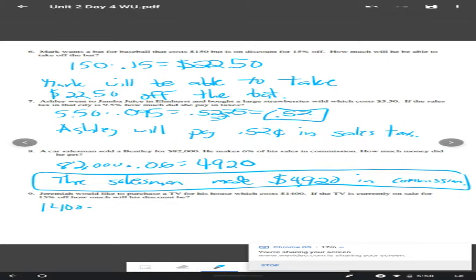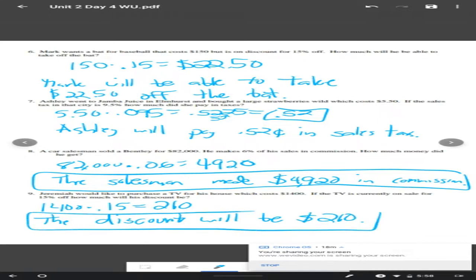15% divided by 100 is 0.15, or if you move the decimal to the left. So we would multiply those two numbers, 1,400 times 0.15. We get $210 total. So then the discount will be $210. So hopefully you got all those right if you paused.